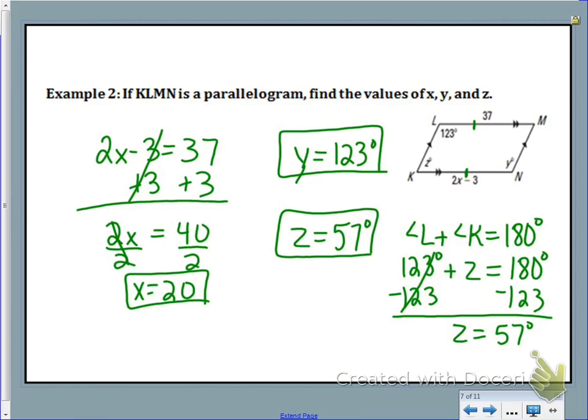So as a recap of this problem, we know opposite sides of a parallelogram are parallel and congruent. We know opposite angles are congruent. And we know consecutive angles, meaning angles next to one another, are going to be supplementary.